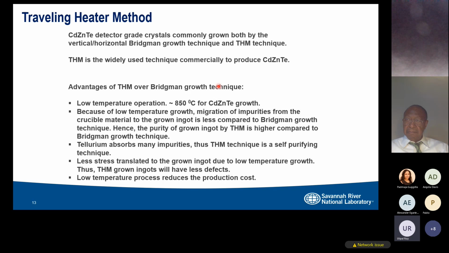But even though the growth process is so slow, most of the industries today, those who are making high quality detector grade cadmium zinc telluride or cadmium telluride, are using this traveling heater method, although the growth rate is very low.